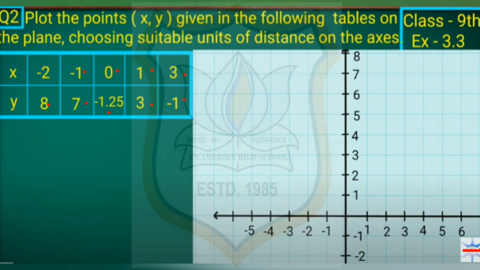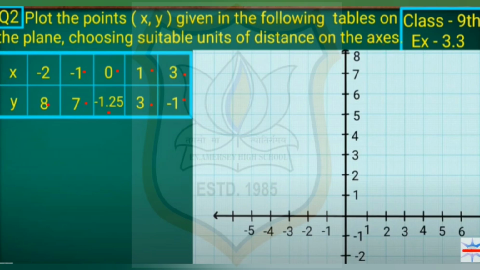First we have to make the x-axis and the y-axis. This is the x-axis and this is the y-axis. Then we put 1, 2, 3, 4, 5, 6, 7, 8 on the y-axis, and minus 1, minus 2 below. On the x-axis, 1, 2, 3 are positive numbers, and on this side we have negative numbers, minus 1, minus 2, minus 3, minus 4 and minus 5.